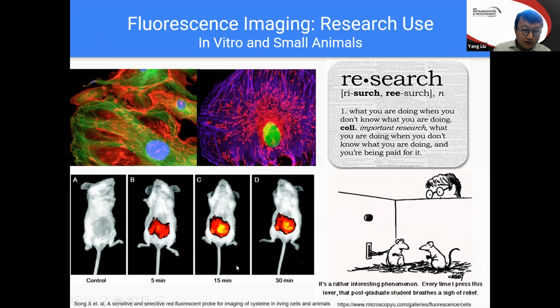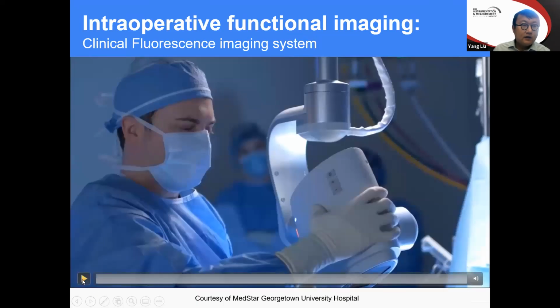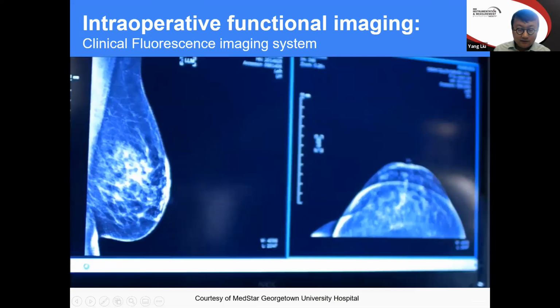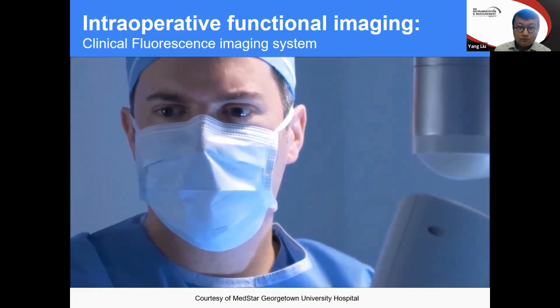For small animal imaging, this is also very widely used. So with the emergence of different fluorescent labeled antibodies, peptides, nanoparticles, you could use those probes to image different processes. And more recently, fluorescent imaging has also been applied to a clinical setting. So here is a video of a representative clinical fluorescent imaging system, the Novadex SPY system. And this can be used to image tissue perfusion.